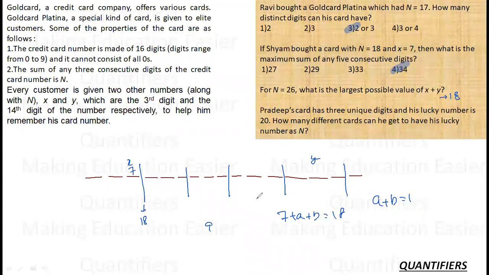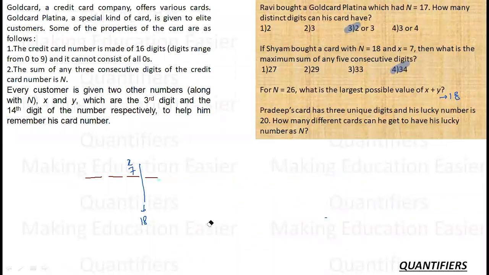Let's read the last one. Pradeep's card has 3 unique digits with his lucky number being 20. So what are the various combinations he can have? Okay, how many different cards can he get to have his lucky number? So different cards देख लिया मुझे. So let's talk about any 3 numbers because then they have to be arranged only. So the numbers are a plus b plus c is equal to 20. Let's keep 1 as high as possible and try to arrange the other 2.